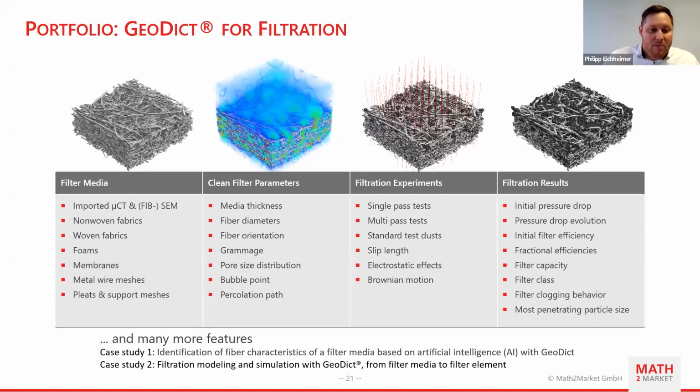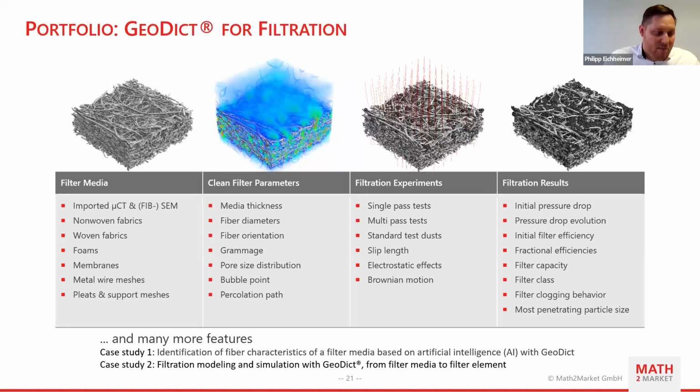Then the analysis I mentioned already on one of the slides. We can analyze media thickness, diameters, orientations, grammages, also some physical geometrical parameters like bubble points, which are very popular in the metal wire communities, and percolation path, which is a purely geometrical parameter.